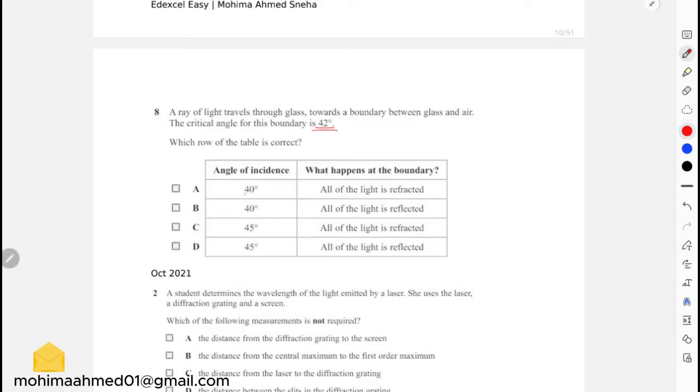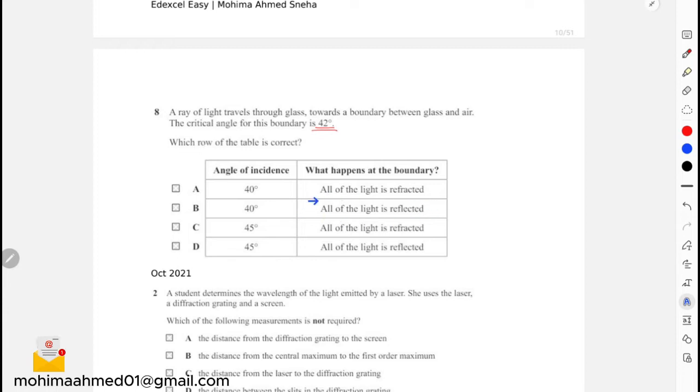Okay, it says that at 40 degree. Remember that at 40 degree, the angle of incidence is less than the critical angle. That means total internal reflection cannot occur, right? But whenever we are working with 45 degree, now the angle of incidence is greater than the critical angle, and now total internal reflection could occur.